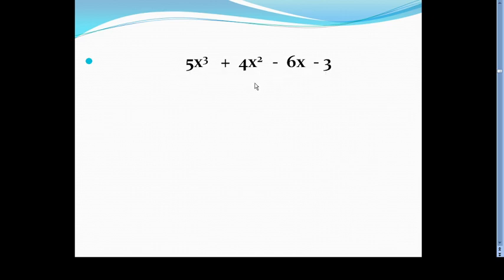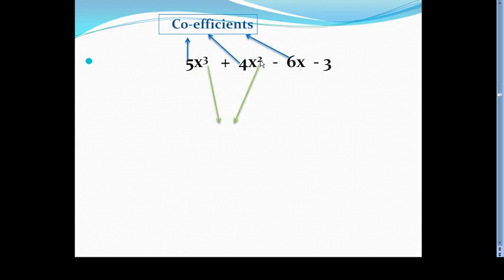Now take a look at the example: 5x cube plus 4x square minus 6x minus 3. We will take this example to understand the different components of polynomials. See, this 5, 4 and 6 are the numbers multiplied with the variable x. So these are known as coefficients, as we have discussed in its definition. Now this power 3 and this power 2 are called powers or exponents. Now this x is the variable. If it is only one variable; if y was also there, it would also be a variable.